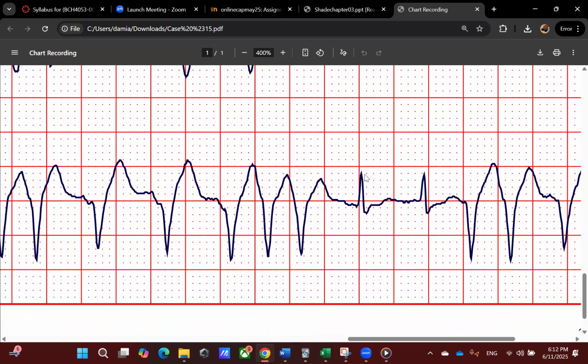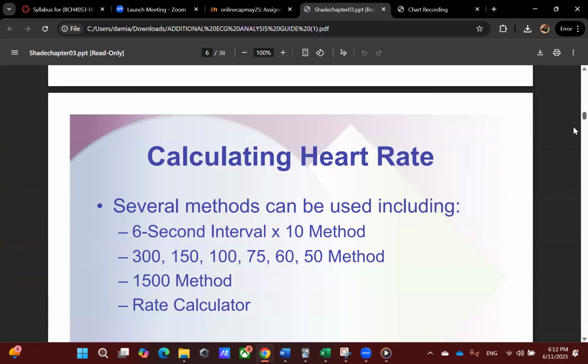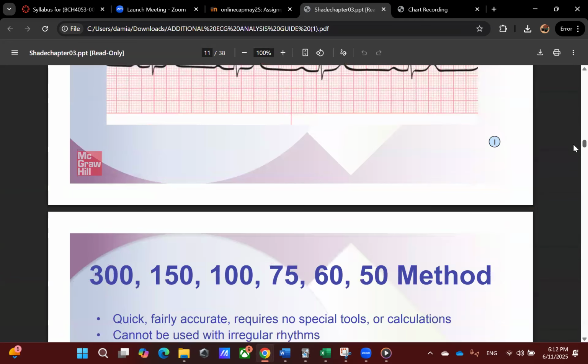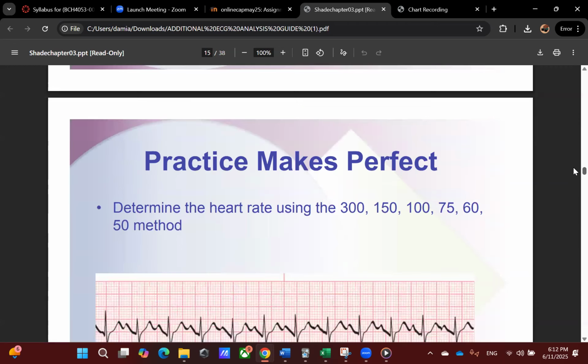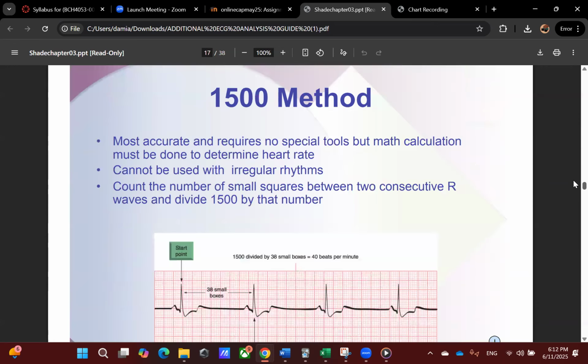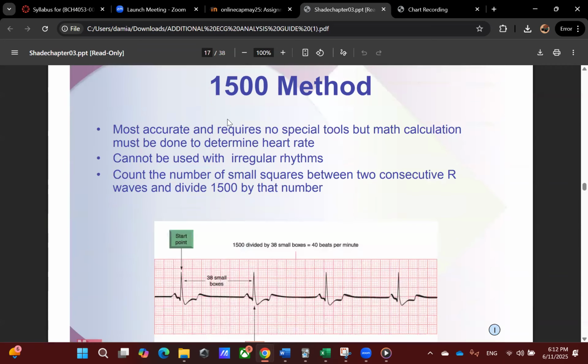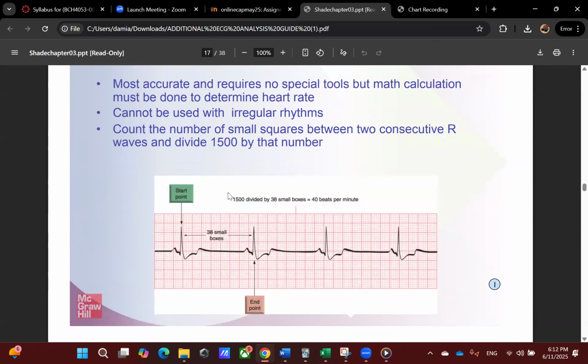Now, every single one of these dots is representing a small box. The duration between two dots is 0.04 seconds, so we can analyze everything based on that. And then I utilized the 1500 method. I'll go over it in a second and show you. I thought the 1500 method was the most accurate, so I utilized that for this.